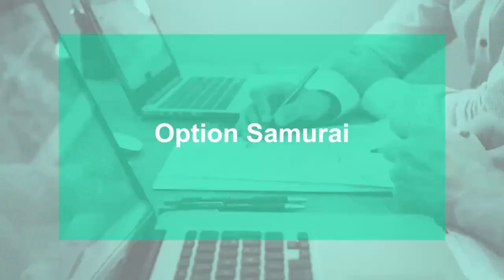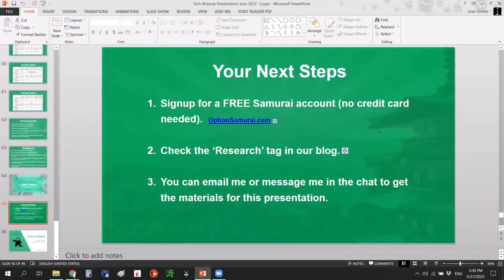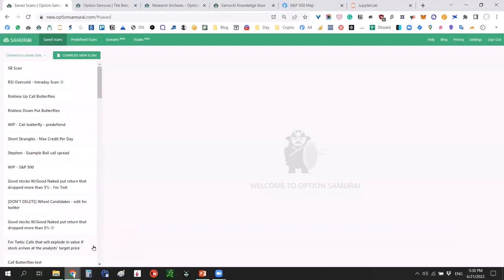And with that, I'm going to finish the presentation and open the Option Samurai platform. Okay, so this is the Option Samurai platform. When you get in, you see your saved scans. I have a lot of scans. When you sign up, you only have whatever you saved. And if you need any help, I'll be happy to help you with this.